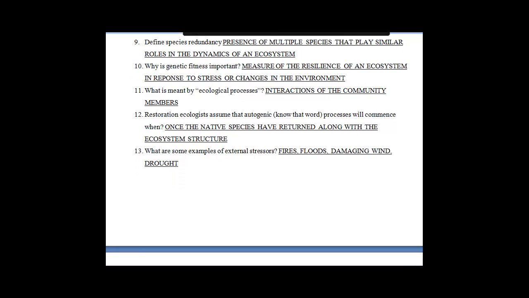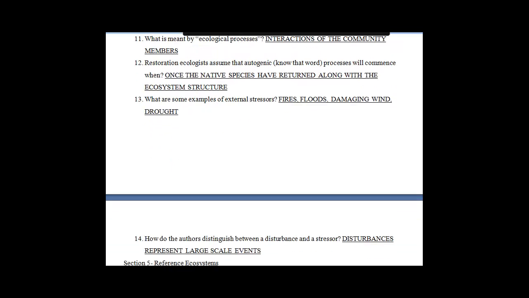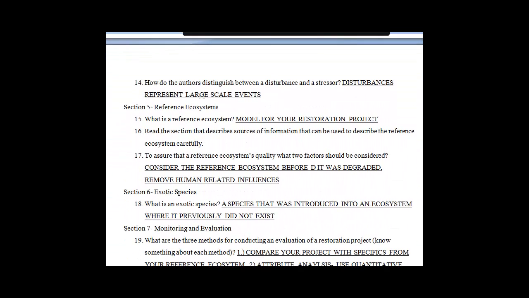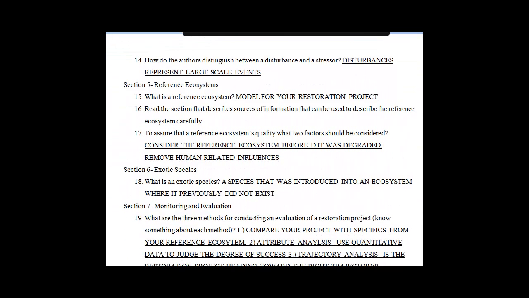What are those examples of disturbances or stressors? Number 13: fires, floods, drought can be a disturbance. Human involvement can be a disturbance. In the case of Wisconsin, the major disturbance in our location was agriculture in the 1800s. So lots of examples of that.